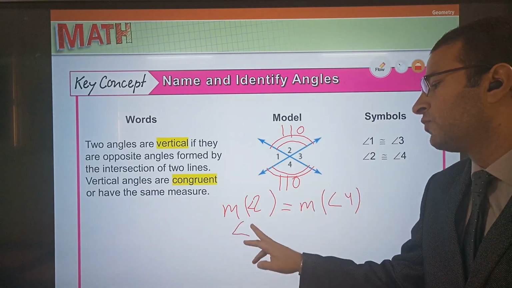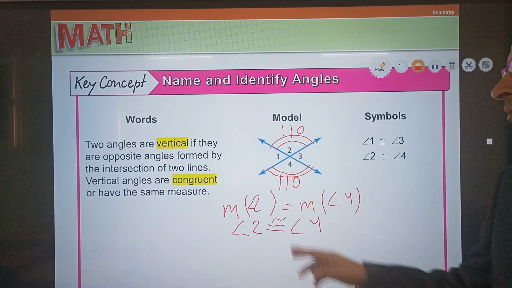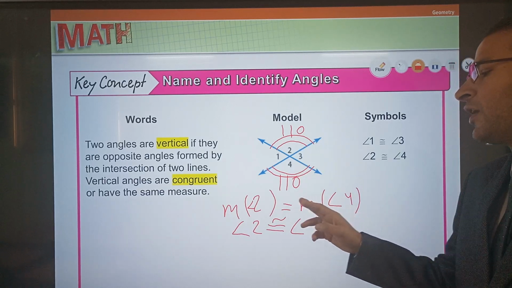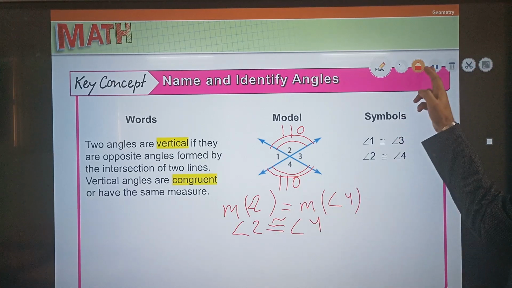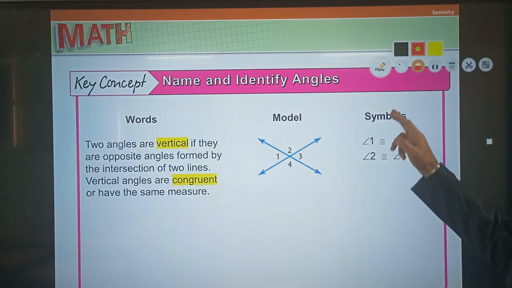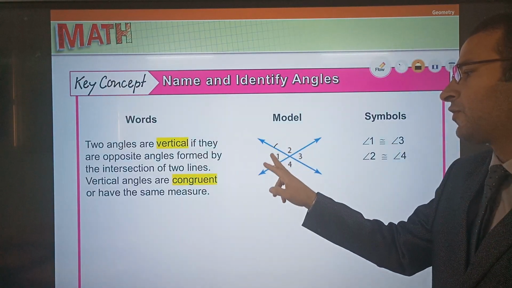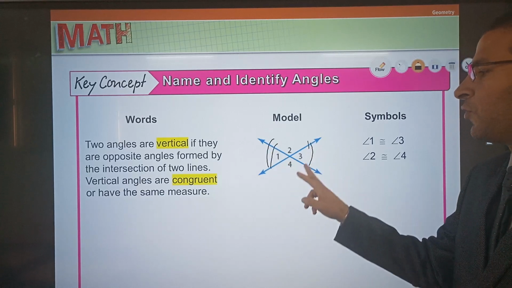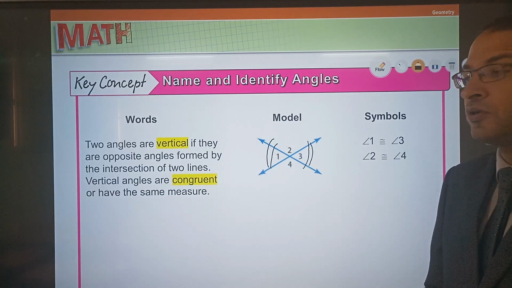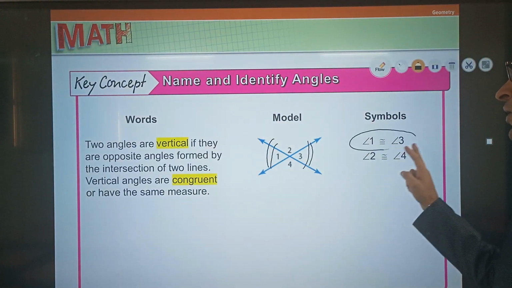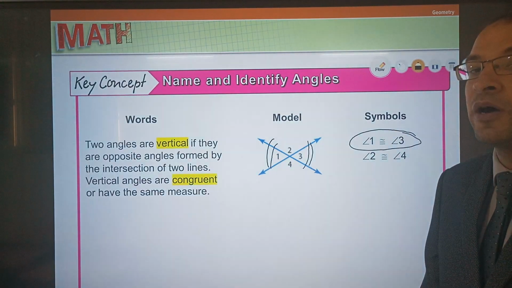So angle 2 is congruent to angle 4. Again, the measure of angle 2 equals the measure of angle 4, so they are congruent together. Now I will talk about another two angles that are equal and congruent at the same time: angle 1 with angle 3. They are equal in measure, so the measure of angle 1 equals the measure of angle 3, and they are congruent.